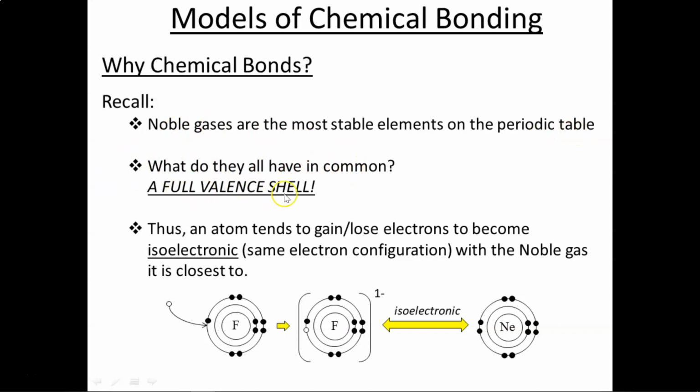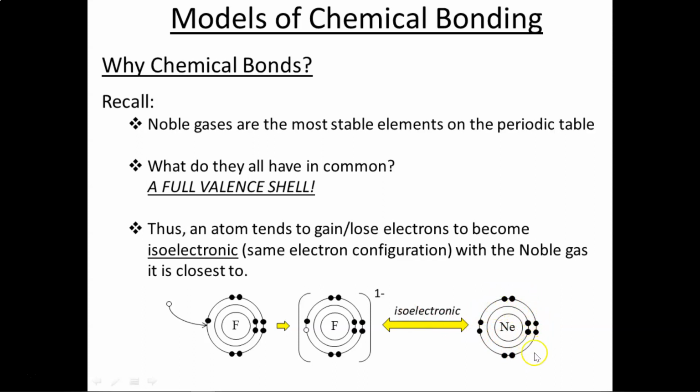A full valence shell. As such, an atom tends to gain or lose electrons to become isoelectronic with the noble gas it is closest to. So isoelectronic means the same electron configuration, so the same electron pattern as the noble gas it is closest to. Take a look at fluorine. When fluorine gains an electron, it now has 8 valence electrons, and it is isoelectronic with neon, which also has 8 valence electrons.